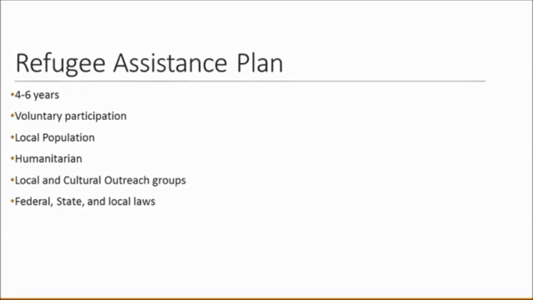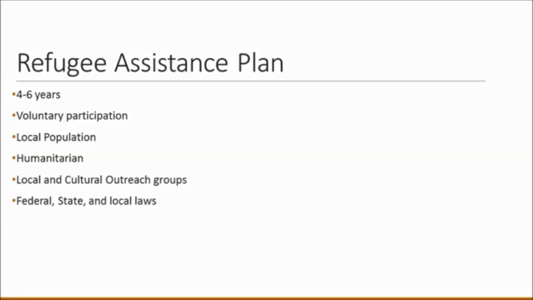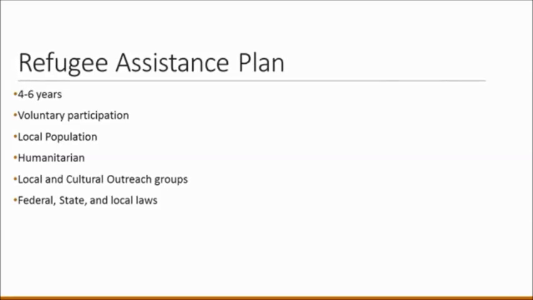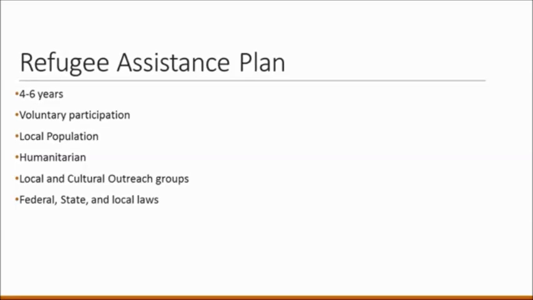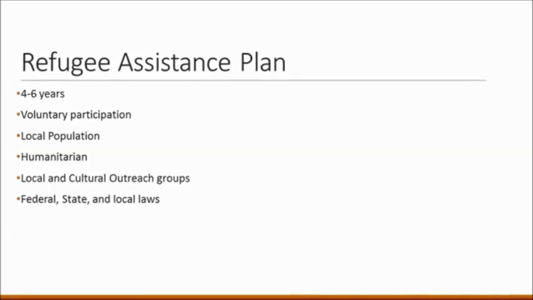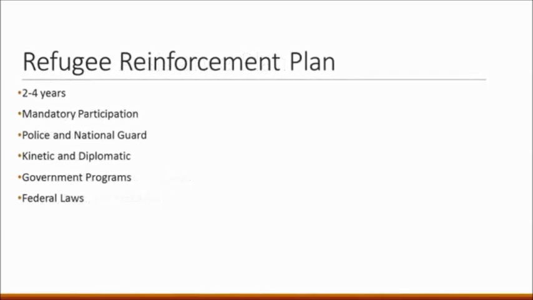Local and cultural outreach groups will support these refugees in settling in, providing networks to build relationships in their new environment. These support systems will allow a smooth transition for these refugees. Finally, this plan will be in place within federal, state, and local legal constraints.